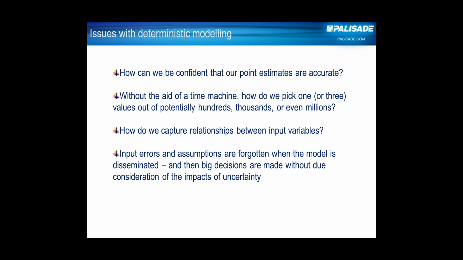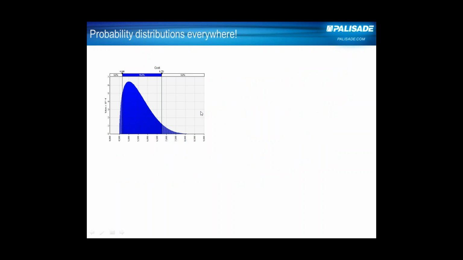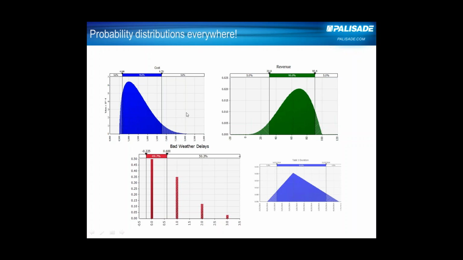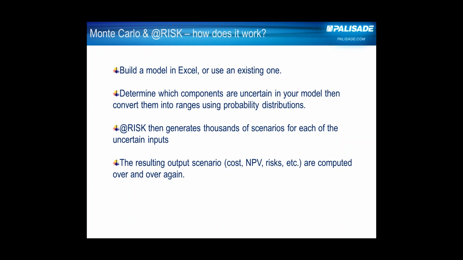And so what we're going to see over the next 50 minutes or so is how you can overcome some of those issues with @Risk. The idea being that wherever we look, whenever we're talking about Excel models, there are probability distributions everywhere. There's distributions for costs, for revenues, for bad weather delays, for durations, for delivery dates of children, for journey time to work, for whatever it is. There's uncertainty, and what we're doing with @Risk is trying to capture that.